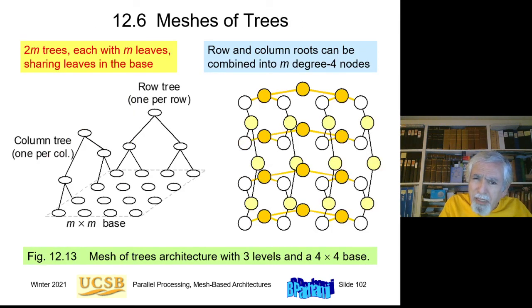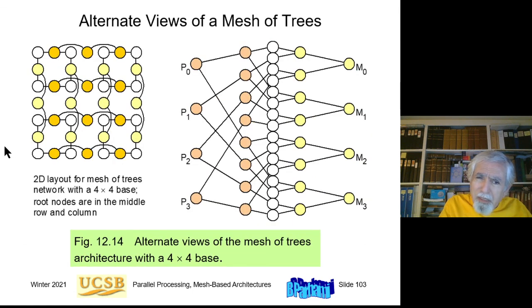And this is a 2D layout of this mesh of trees in which you see the row trees, the orange nodes connect rows into a tree, and the yellow nodes are column trees. Okay, and this is another view of it. Again, you see that the orange nodes form the row trees, and the yellow nodes form the column trees, along with the base nodes that are white.